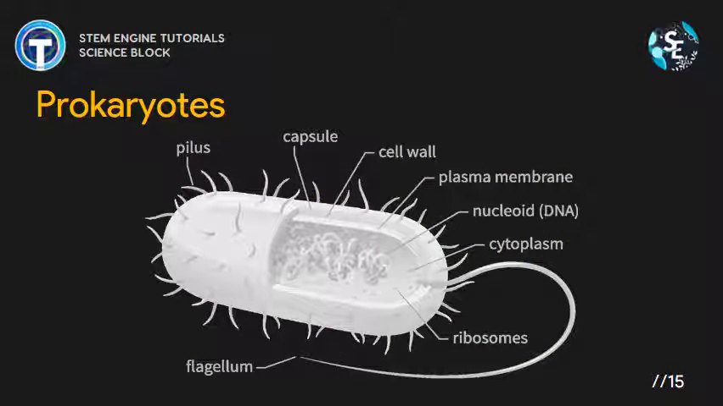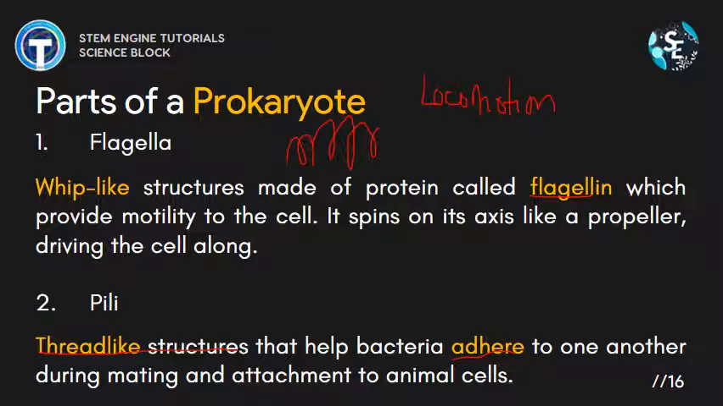So, here is a diagram of a prokaryotic structure. Meron siya iba't ibang parts. We have the pilus, the capsule, the cell wall, the plasma membrane, the nucleoid or simply the DNA chromosomes. Then we have the cytoplasm, the flagella, and ribosomes. So, pag-uusapan natin yan isa-isa. So, here are the different parts of a prokaryote.